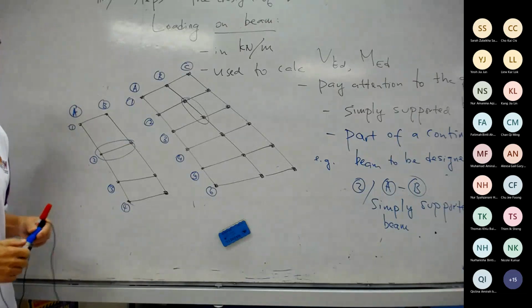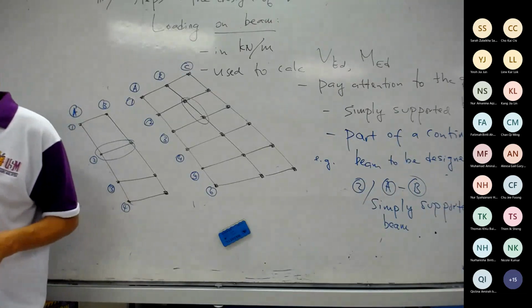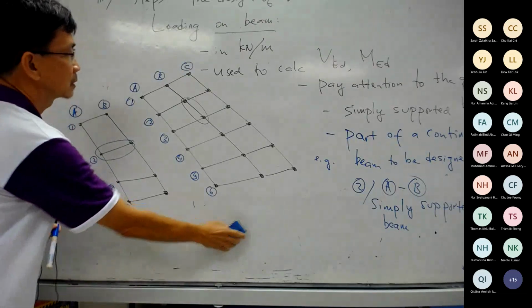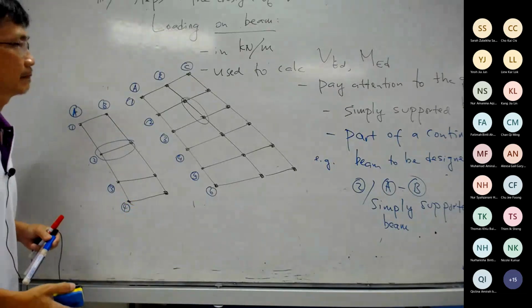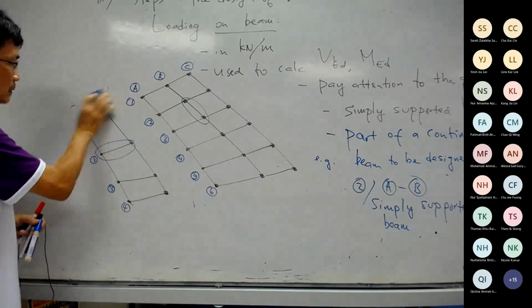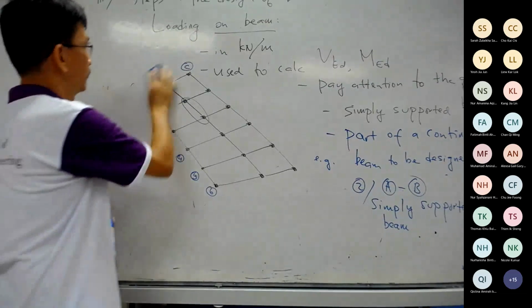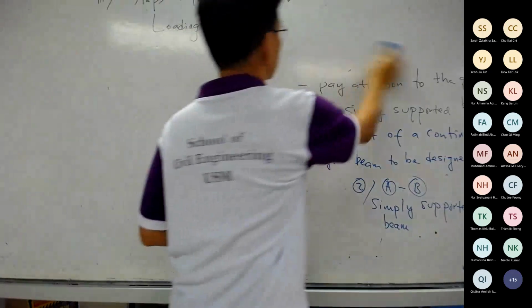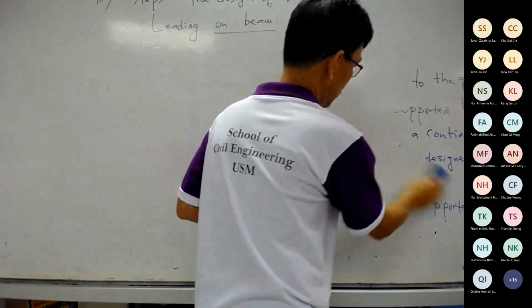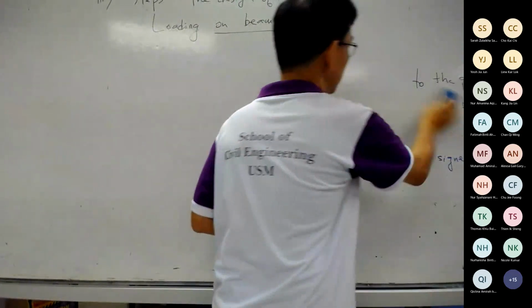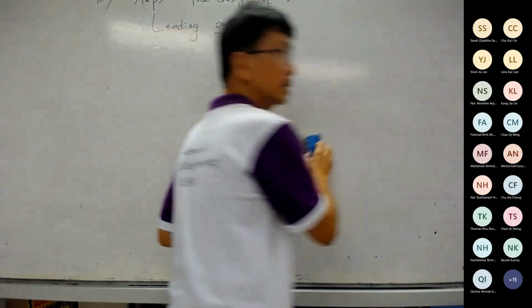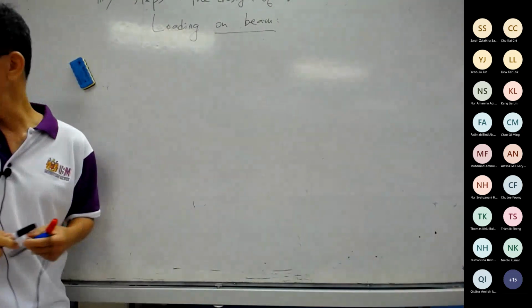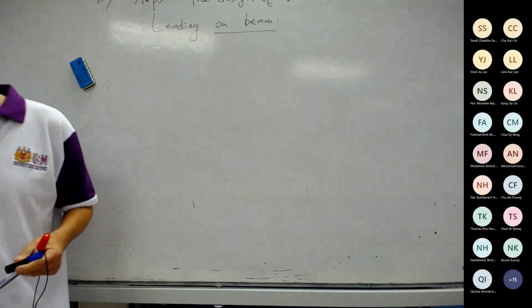Now, next thing, I'm going to talk a little bit more specifically about loading now. Loading, we know that you need to calculate the ultimate load, which is 1.35 GK and 1.5 QK. So loading on beam, we have two main parts.